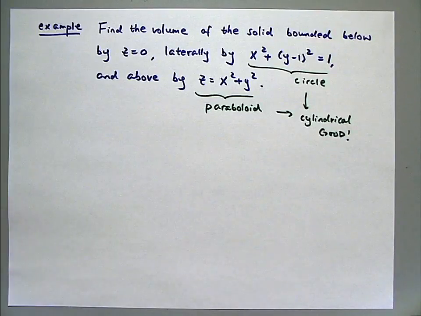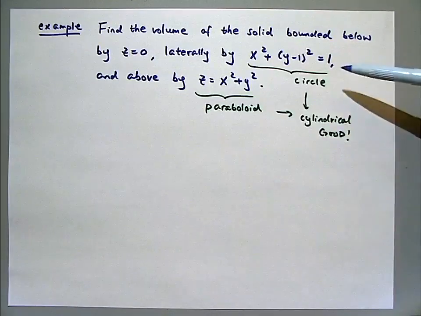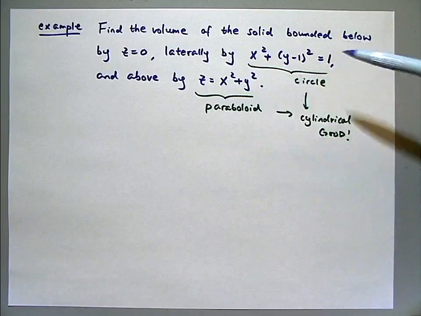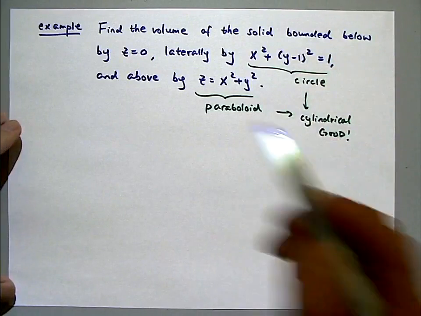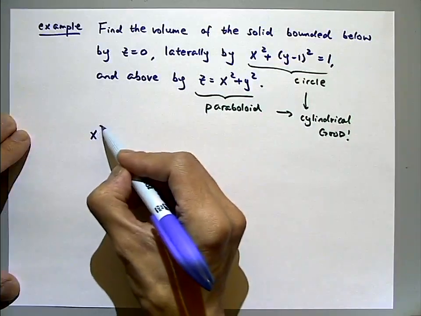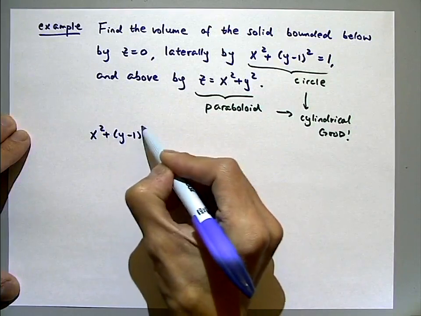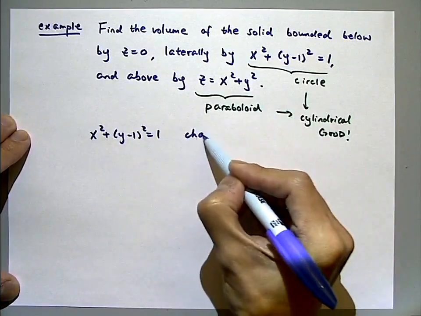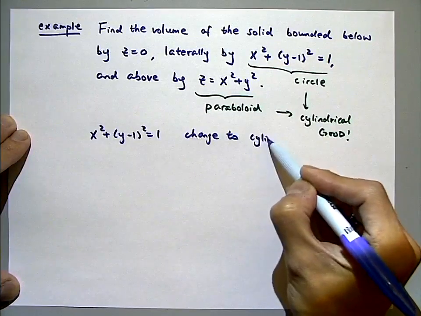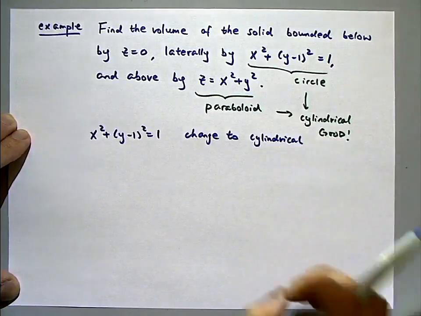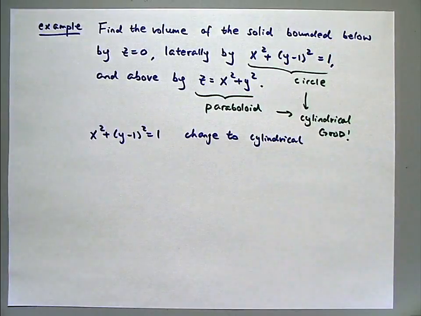All right, so now suppose we made a decision to go to cylindrical because we've seen a circle and we've seen a paraboloid. Now we're going to translate these equations into polar and cylindrical, and then we move on from there. Let's start with that circle. Let's change that to cylindrical, which for x and y together is equivalent to polar. Right? Cylindrical is polar in x and y, and then Cartesian in the other coordinate.